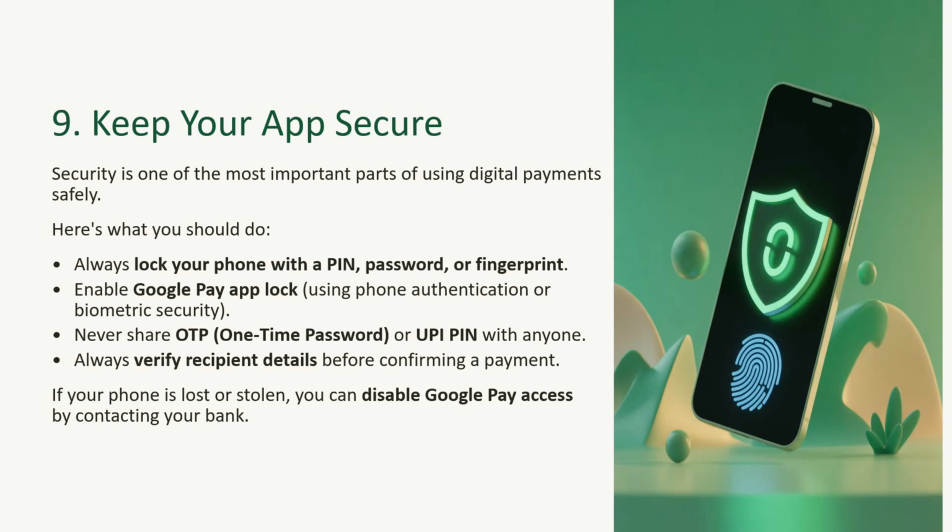Ninth tip is keep your app secure. Security is one of the most important parts of using digital payments safely. Here is what you should do. Always lock your phone with a PIN, password, or fingerprint. Enable Google Pay app lock using phone authentication or biometric security. Never share OTP or UPI PIN with anyone. Always verify recipient details before confirming payment. If your phone is lost or stolen, you can disable Google Pay access by contacting your bank.